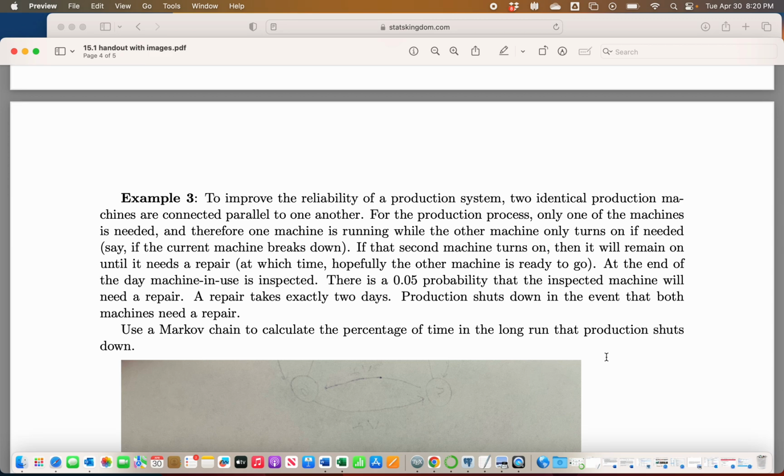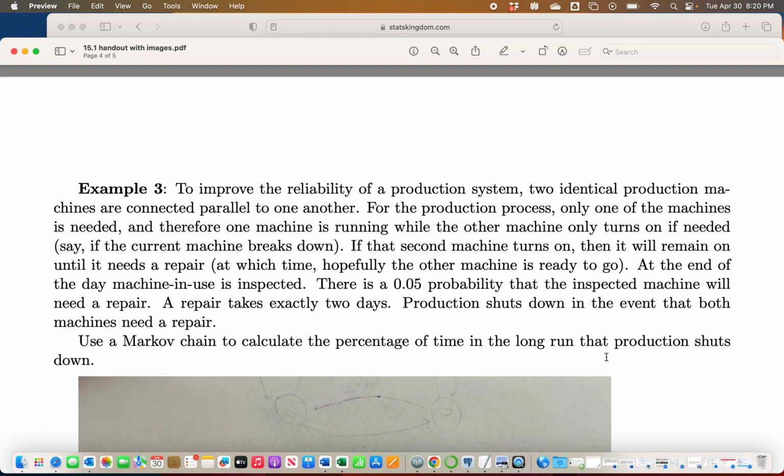So anyway, this doesn't look like a Markov chain problem or any kind of problem really, but you can model it that way if you want to. You've got 2 machines that are parallel. One of the machines is needed, so one machine is off while the other one is on. But there's some chance that a machine breaks, and then the other machine would turn on, but maybe it breaks. So there's a 5% chance that a running machine will break, and then you have to take 2 days to repair it, and production will shut down when both are in need of repair.